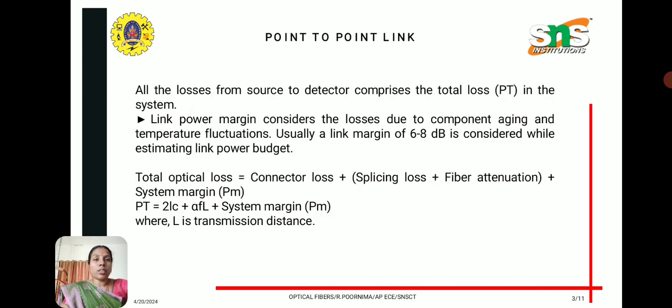In a point to point link, all the losses from source to detector comprise the total power loss in the system. The link power margin considers the losses due to component aging and temperature fluctuations. Usually a link margin of 6 to 8 dB is considered while estimating the link power budget. The formula for the total power loss is the connector loss plus splicing losses plus fiber attenuation plus system margin, where L is the transmission distance.